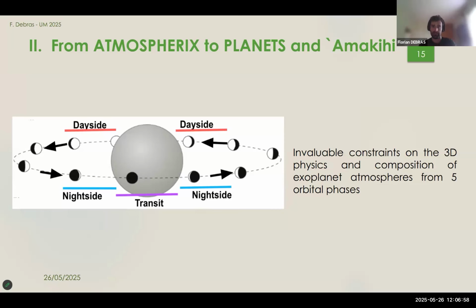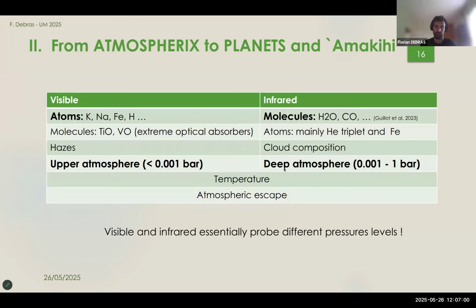And where we go next is what is called Amakihi, because what we realized is that when you look in the infrared, you are mostly probing molecules, which are in what we call the deep atmosphere, so around the millibar level and a bit below. Whereas when you're looking at the visible, you are mostly looking at atoms, and because of their very peaked opacity, they really are sensitive to the upper atmosphere part of the planet.